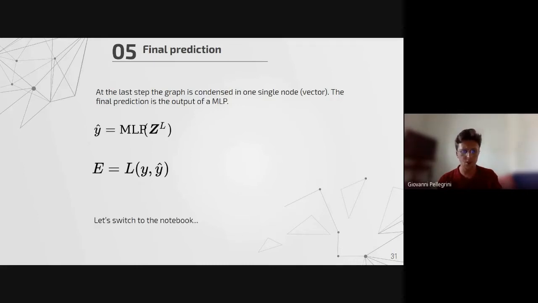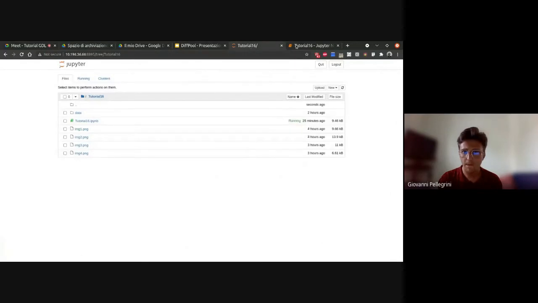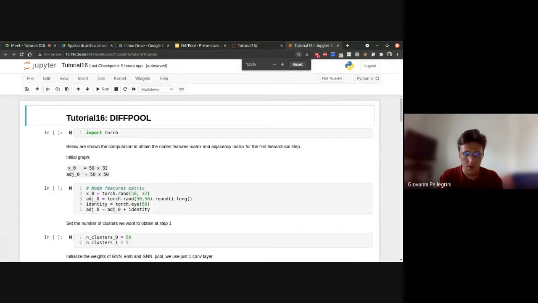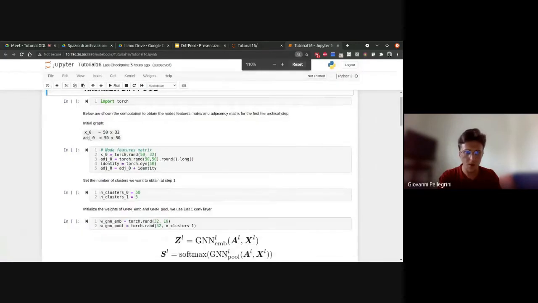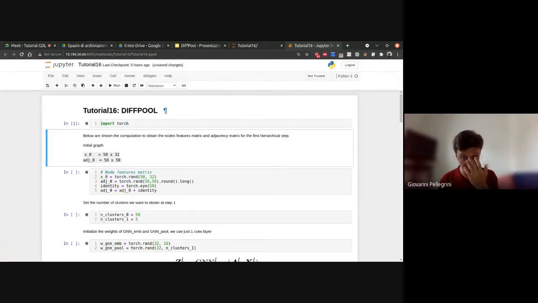Okay, so let's switch now to the notebook in which we're going to see how things turn out in reality. Let me make it a little bit bigger. Now I'm going to show you the steps that we have just seen, but numerically.